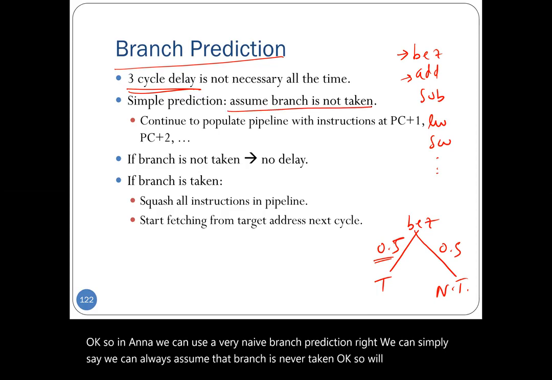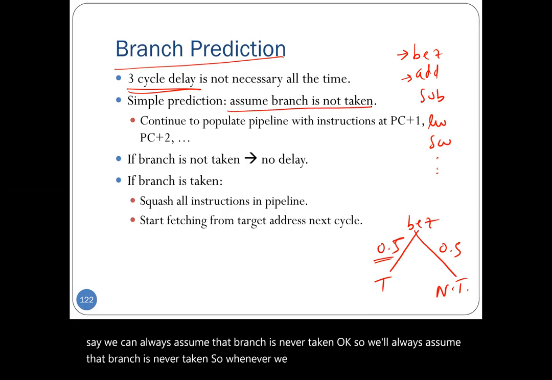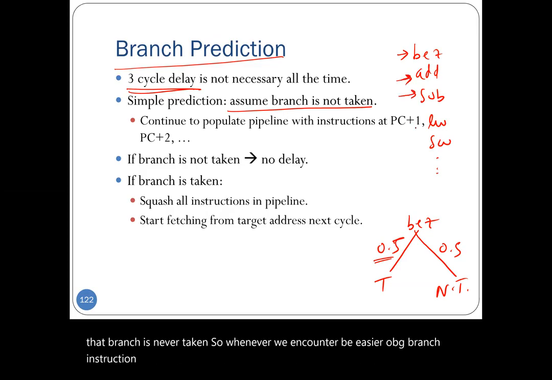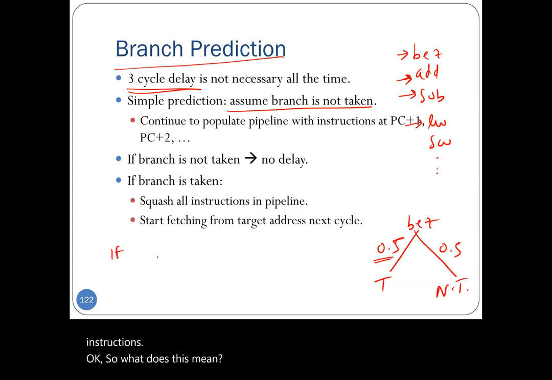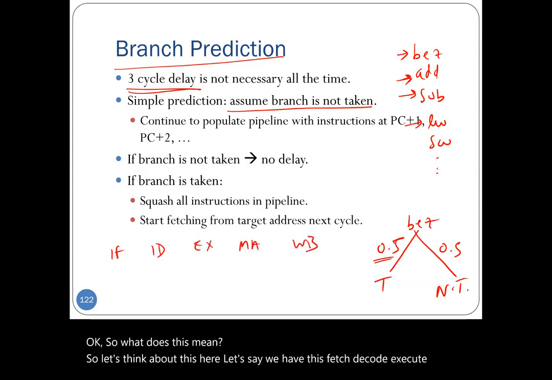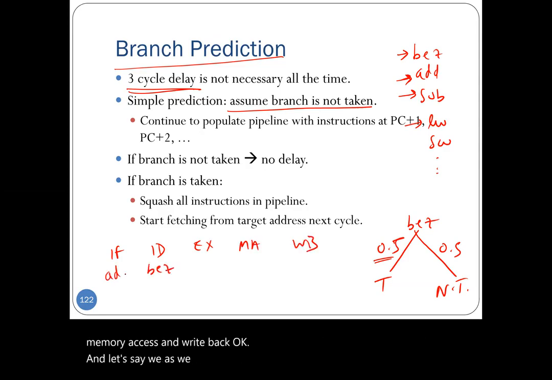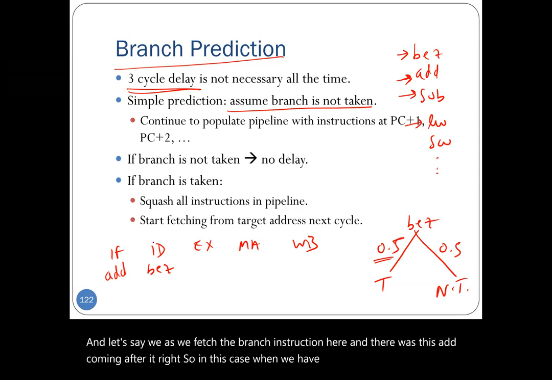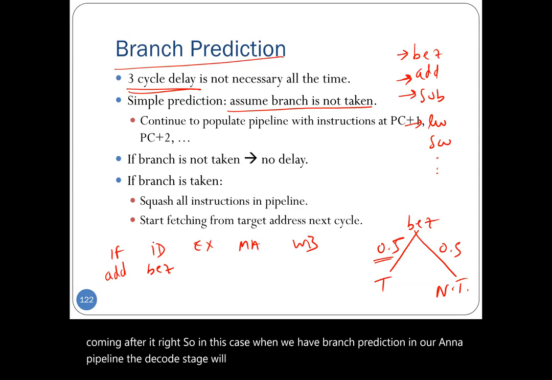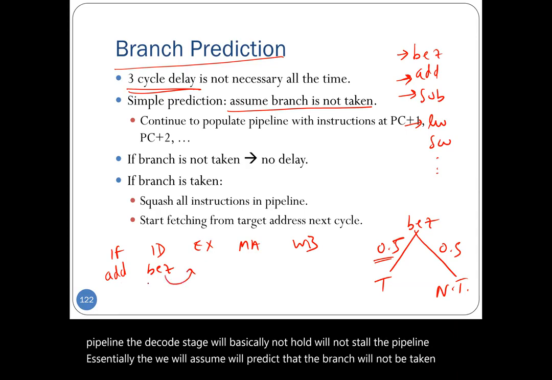So whenever we encounter a BEZ or a BGZ branch instruction, we'll basically continue fetching the subsequent next instructions. Okay, so what does this mean? Let's think about this here. Let's say we have this fetch, decode, execute, memory access, and write back. Okay, and let's say we fetch the branch instruction here, and there was this add coming after it, right? So in this case, when we have branch prediction in our ANA pipeline, the decode stage will not stall the pipeline. Essentially, we will predict that the branch will not be taken always, and we'll keep forwarding all the instructions to the subsequent stages.